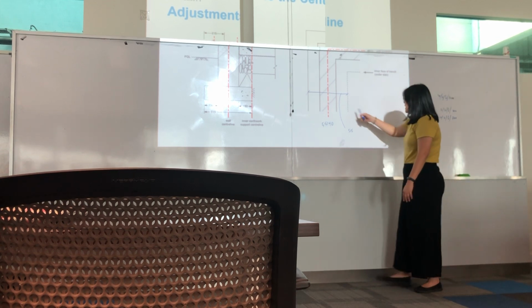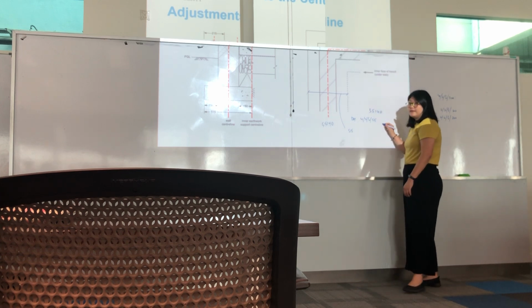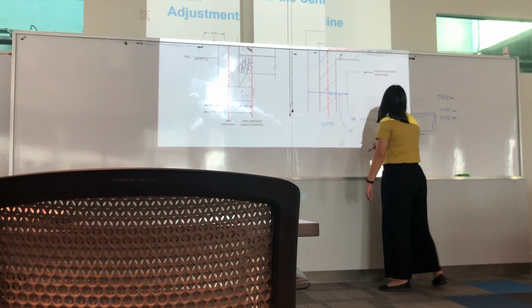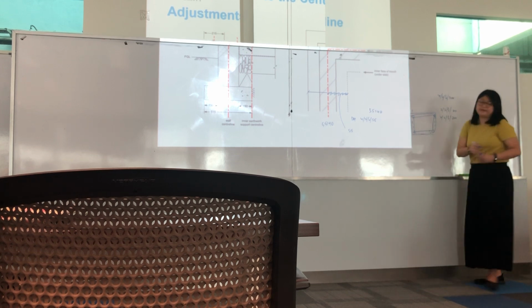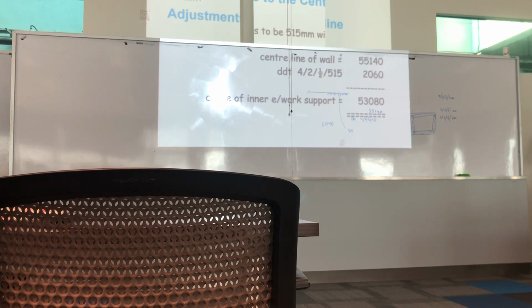So basically, you take this one. You need to take 55140, deduct 4 times 2 times half times 515. You need to deduct it, because you need to deduct this corner. Every corner, this corner. Deduct this corner. Then you get the length. So basically, you don't need to measure. 515 half.